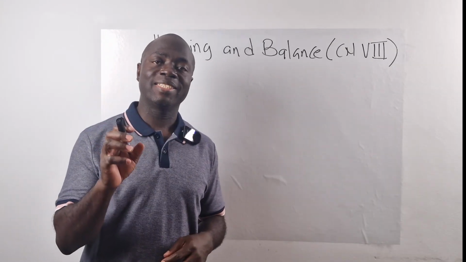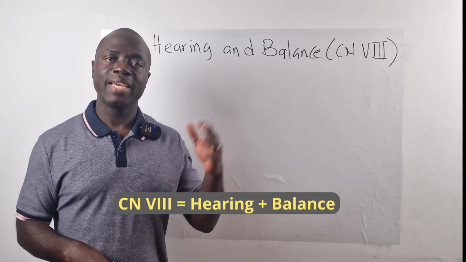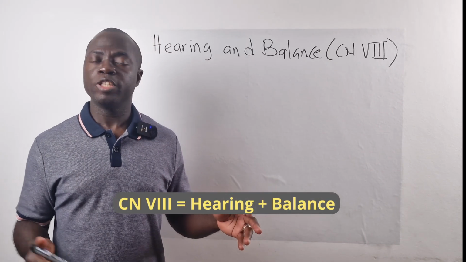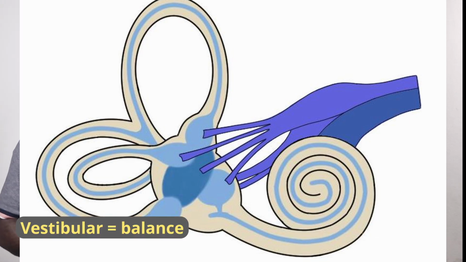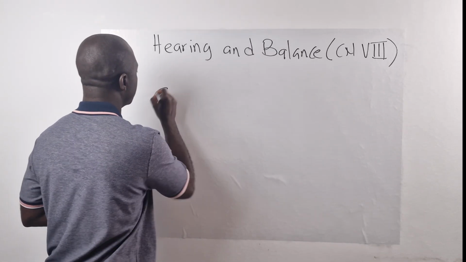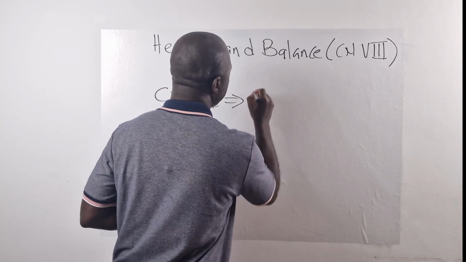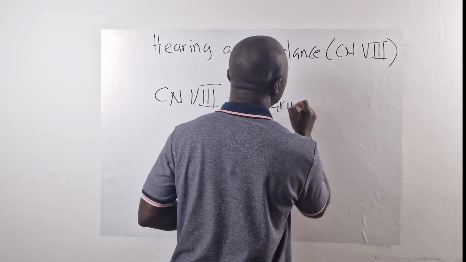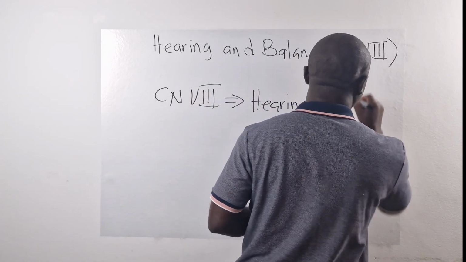Cranial nerve 8 is the vestibulocochlear nerve. It has 2 major functions, hearing and balance. It has the cochlear part, which carries sound information to the brain, and the vestibular part, which is responsible for balance and equilibrium information. So when you hear of cranial nerve 8, think of hearing and balance.